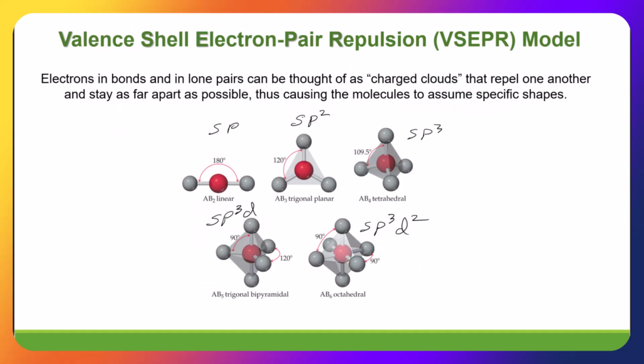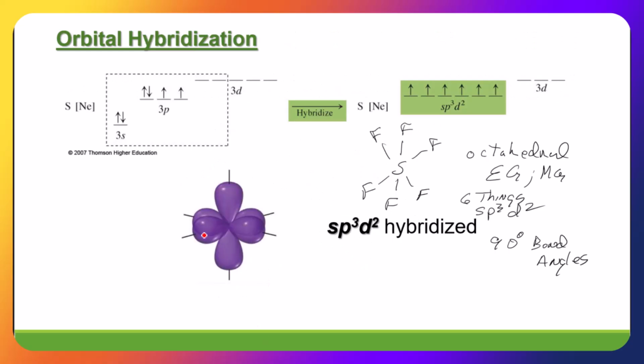Oh, I missed one. Here we go. The last one we're going to deal with is sp3d2. And so here's what we're going to do. We're going to promote an electron from the 3p. This is sulfur. And then we're going to promote an electron from the 3s. So that's going to give us 6 unpaired electrons. They're all equivalent. Yes, we did bring the energy up for the 3s. We did bring the energy down for the 3d. We equilibrated the energy of all 6 of these orbitals.